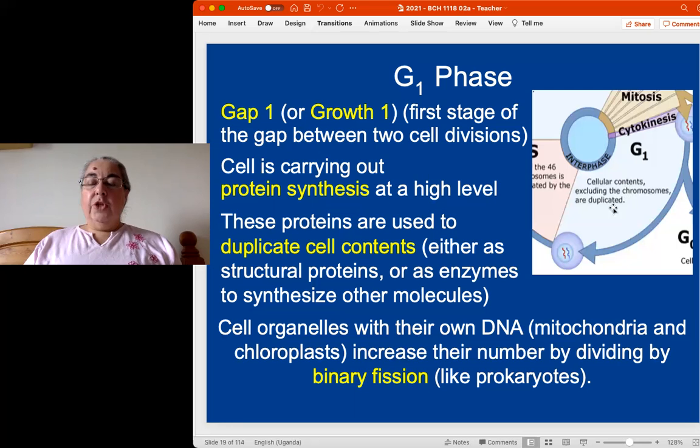So G1, a lot of protein synthesis going on, a lot of new proteins being made, the cell contents being nearly duplicated. Perhaps after division, the two new cells will be smaller than the original cell and will need a time to grow. But certainly during G1, everything is made to give each of the new cells enough material to make up that new cell.